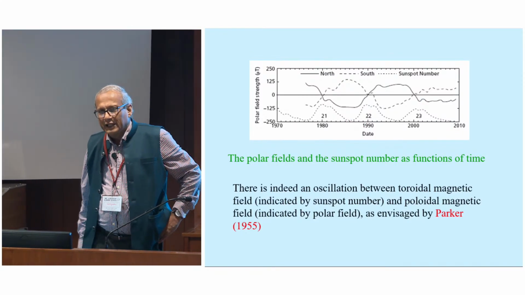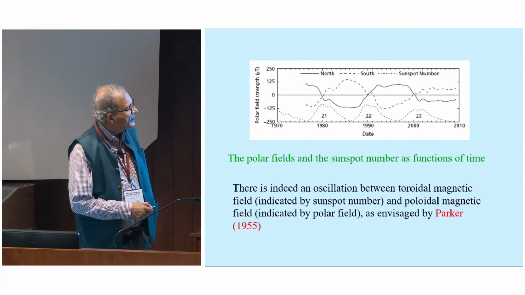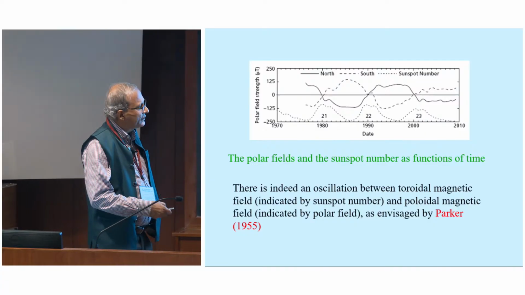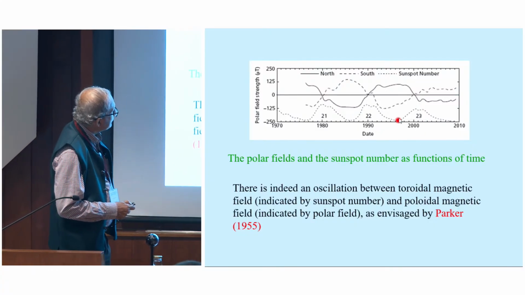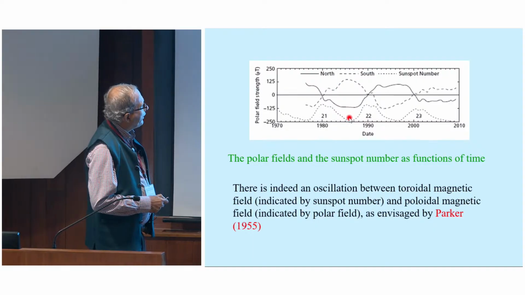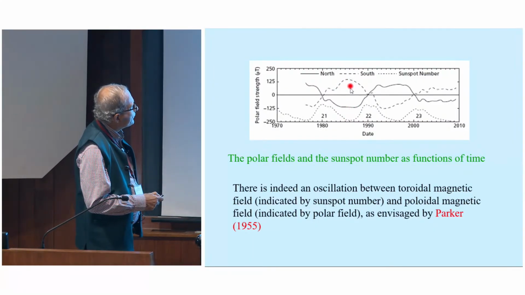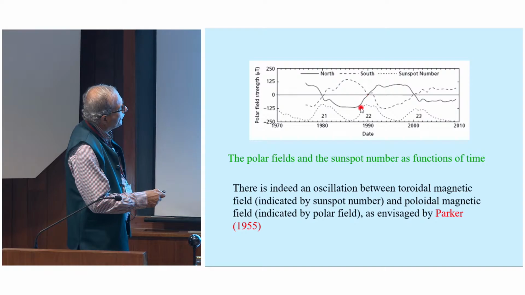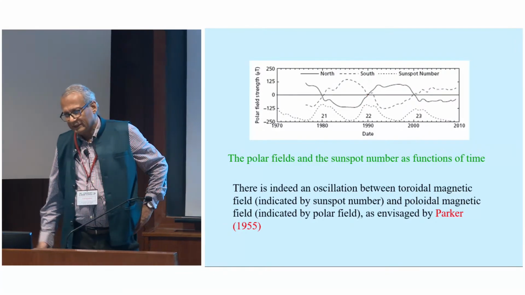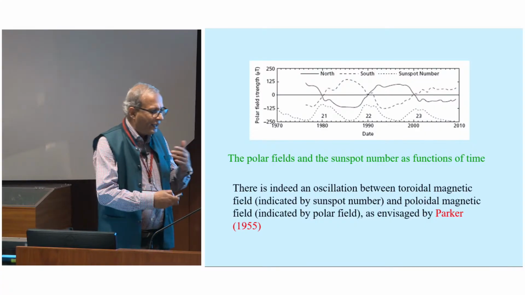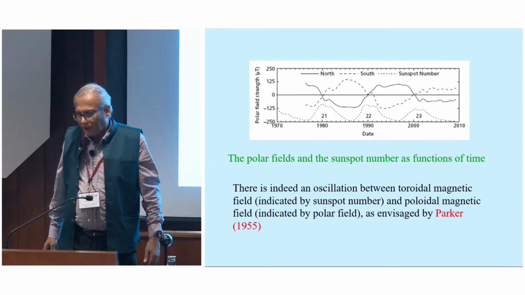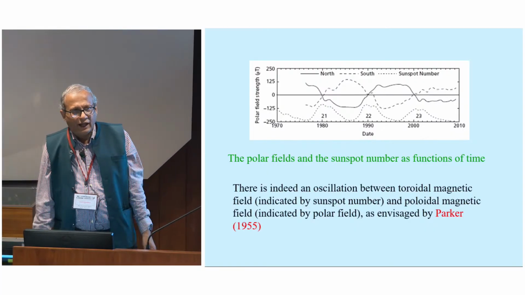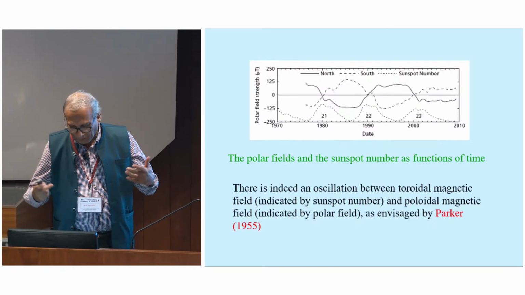And remember that sunspots form from the toroidal field, so the sunspot number is some kind of a proxy of the strength of the toroidal field. So you can see that the polar field, the poloidal field, is strongest at a time when the sunspot number of the toroidal field is close to 0, and the sunspot number is strongest at a time when the polar field is about 0. So we really see an oscillation between the toroidal field and the poloidal field, exactly like what Parker proposed several decades earlier.